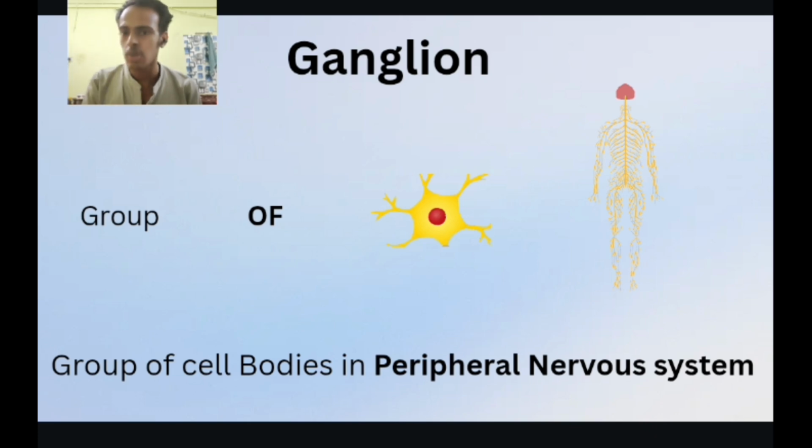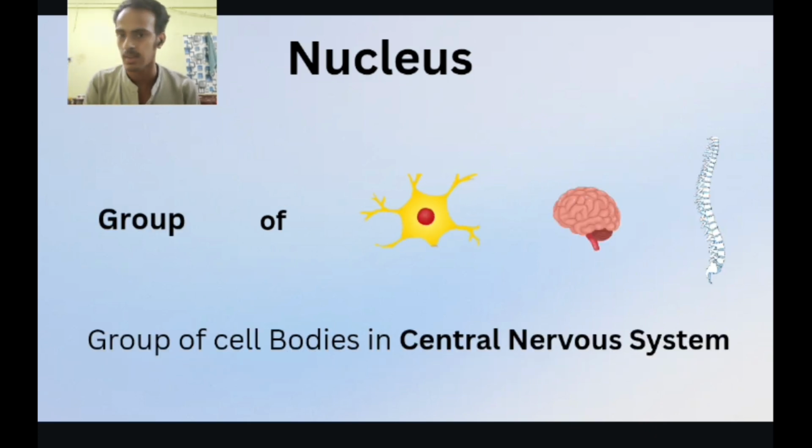But the same group of cell bodies in the central nervous system is what we call nuclei. This is not the nucleus which is present inside the cell. We have learnt about various nuclei, the dorsal nucleus of vagus, the mesencephalic nucleus. There are many nuclei which I hope you have heard. So these are actually groups of cell bodies.